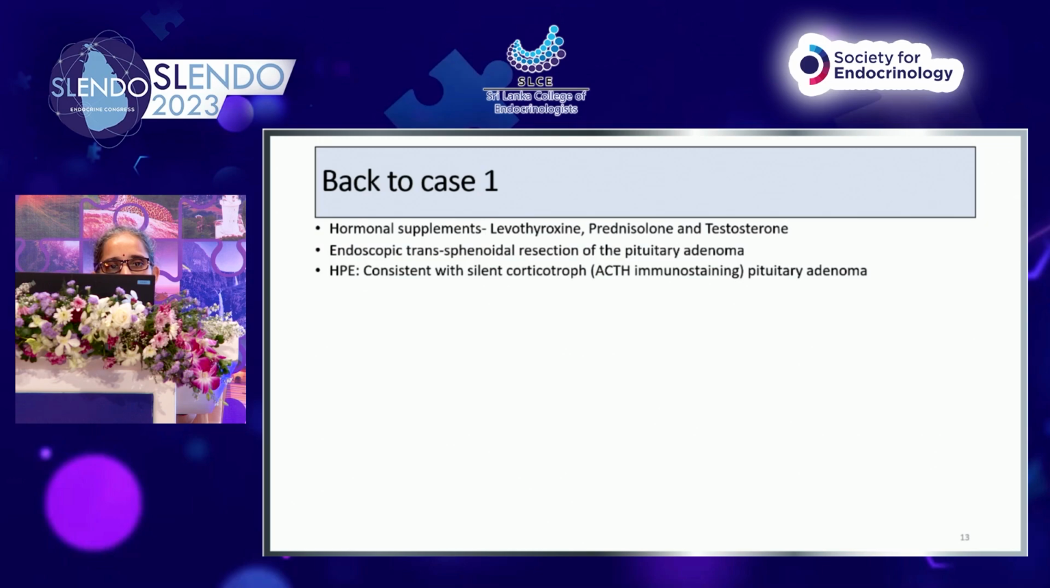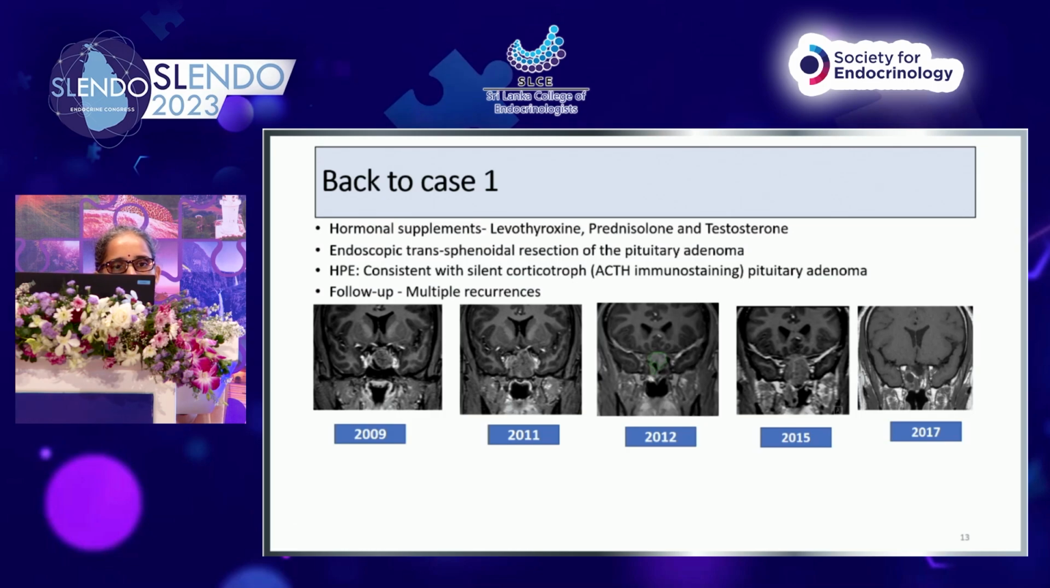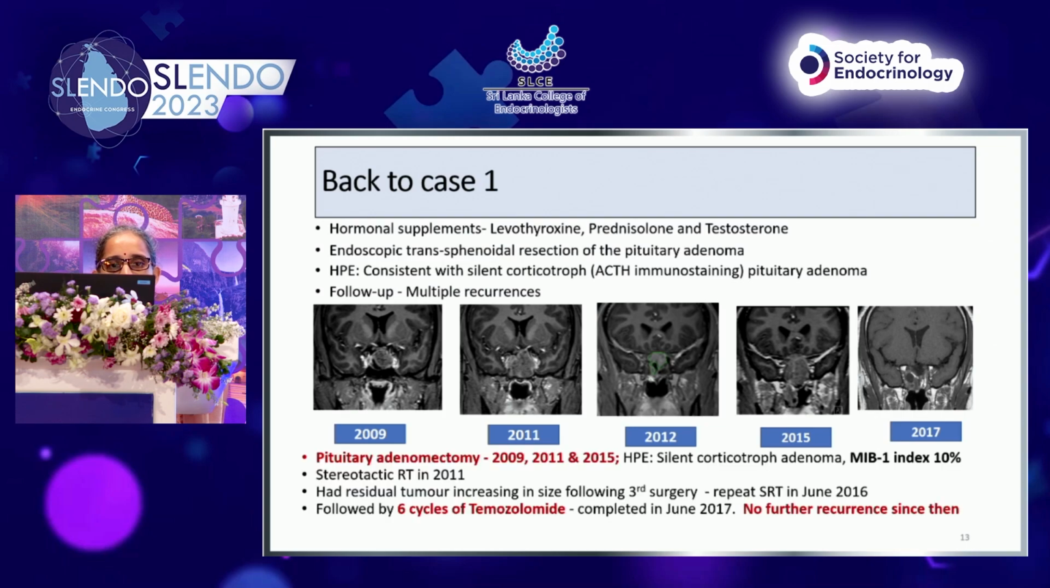Coming back to the initial case which I presented, our patient was supplemented with thyroxine, prednisolone, and testosterone, and he underwent surgery. The histopathology showed a silent corticotroph adenoma, but on follow-up, he had multiple recurrences at different points of time. So he needed 3 surgeries, and despite that, he recurred, and he also had radiation therapy twice. And following the last radiation, he also received concurrent temozolomide therapy in order to arrest the further regrowth of the tumor, and after that he has had no further recurrences.